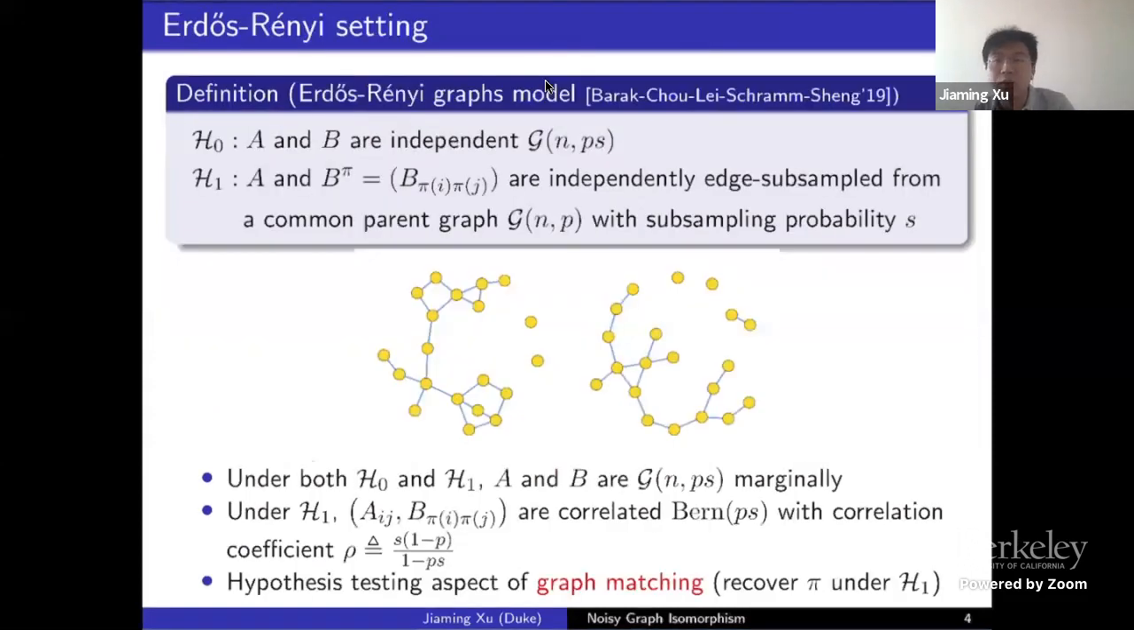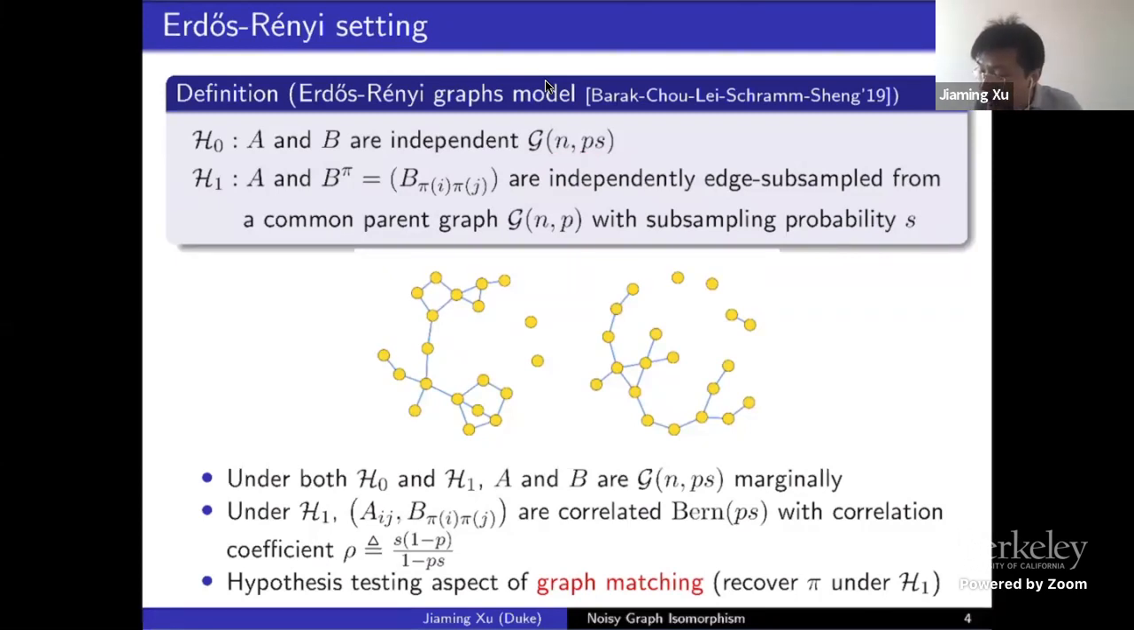In our work, we consider two special settings of this general setup. One is the Gaussian setting, the other is the Erdős-Rényi setting. For the sake of time in this talk, we're going to focus exclusively on the Erdős-Rényi setting. This setting was first proposed and studied by previous work by Reich et al. In particular, under the null hypothesis, the two graphs A and B are just independent Erdős-Rényi random graphs with n vertices and edge probability p times s.